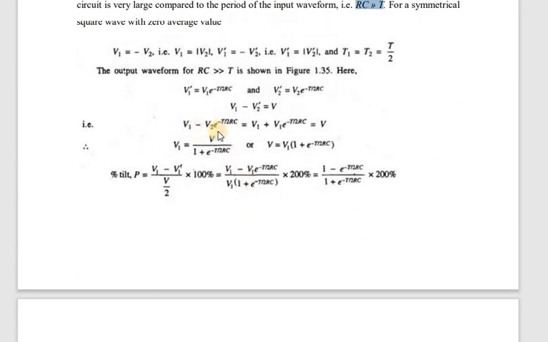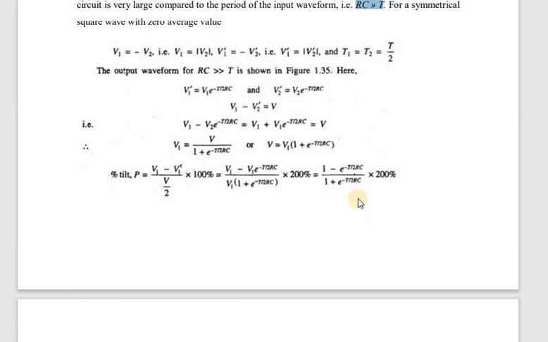So V1 = V2 e^(-t/RC), and V1 - V1 e^(-t/RC) = V. These are the conditions, and V1 - V2' = V. So this is how we have got V1' and V2'. The overall equation for the percentage of tilt can be given as P = (V1 - V1')/(V/2) × 100.